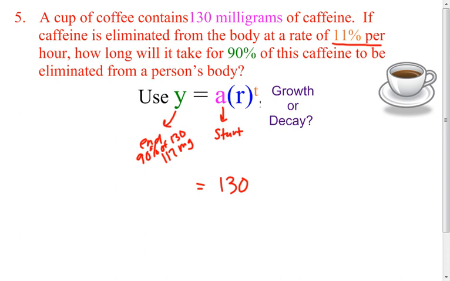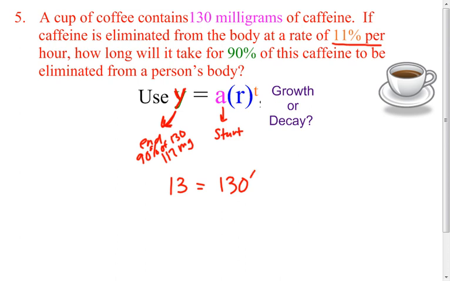But this value right here is always what you end with. And I'm not ending with 117 milligrams. I want 117 milligrams of those 130 to be gone. So that means I have 13 milligrams of the 130 left. Okay? So 117 are gone and 13 will be left.